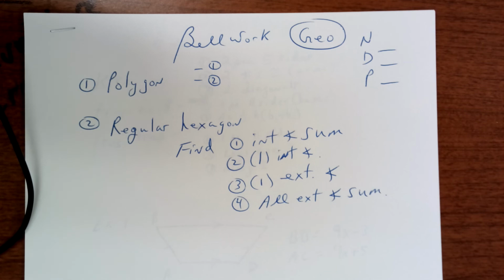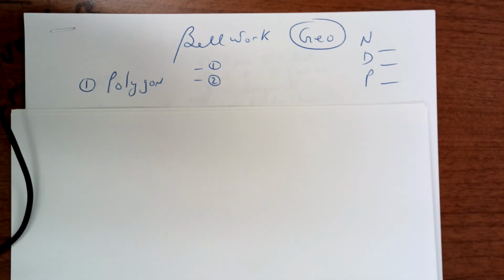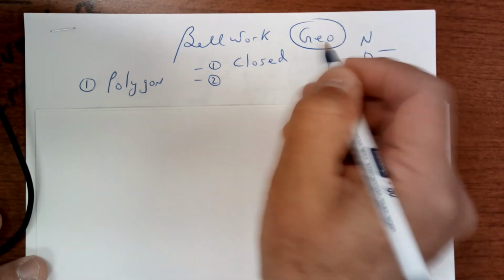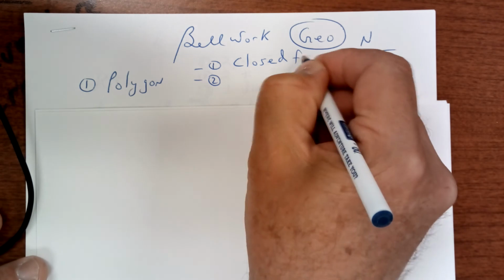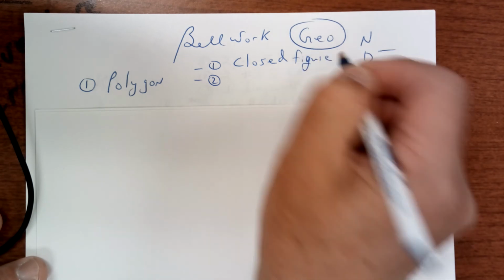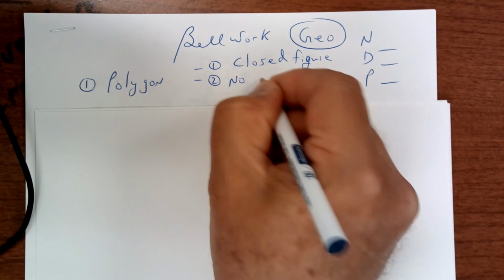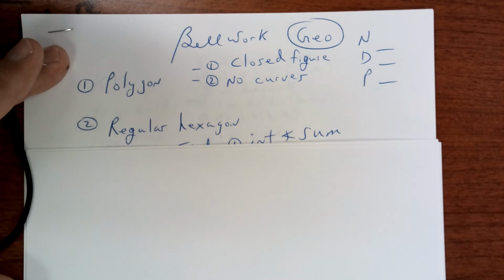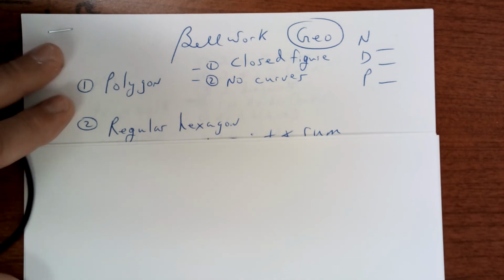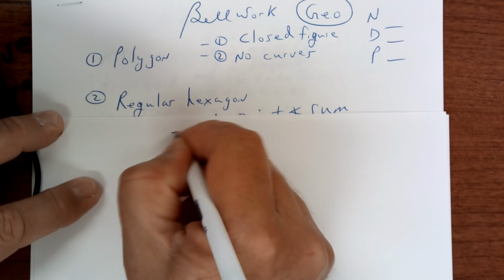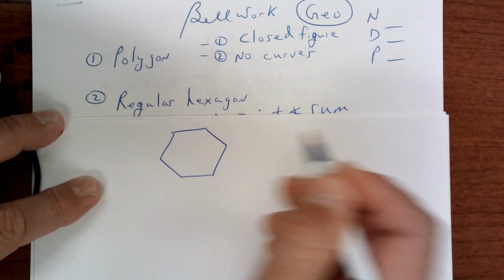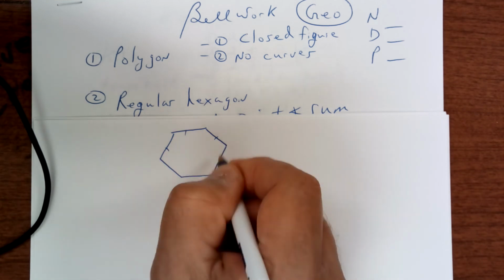Let's review a little bit here. What is a polygon? Well, a polygon is a closed figure, and no curves. Regular hexagon. A hexagon has 6 sides, but regular means all the sides are equal. So mark these equal, and all the angles are equal.